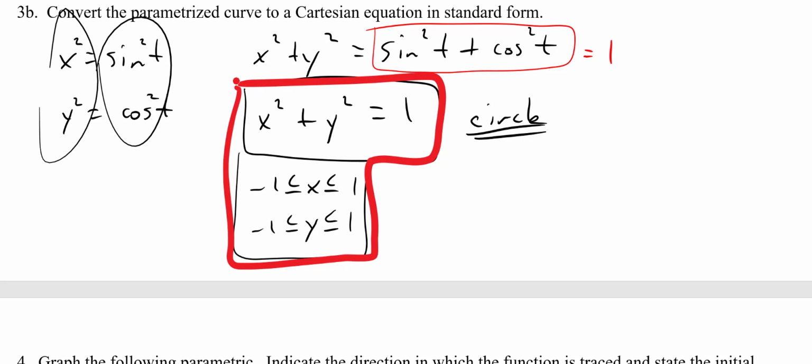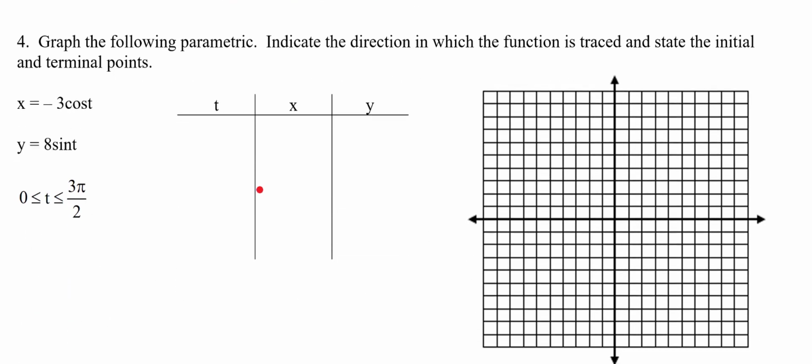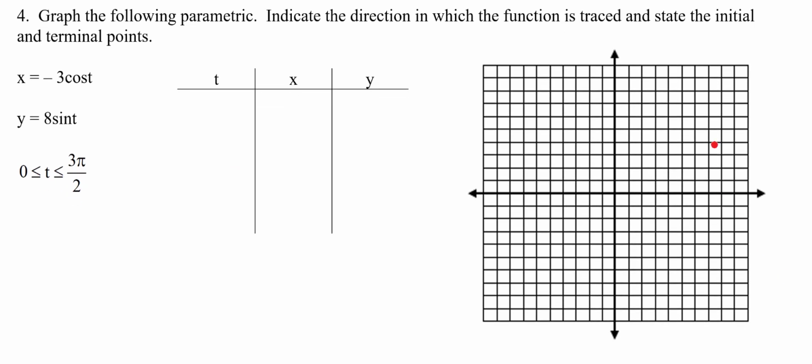Okay? All right, last one, which is kind of similar to this, but we'll see. Let's just do the last one here. It's not too long of a video here. Again, graph the following parametric, indicate direction, the same thing. So we're going to, once again, pick, what is it? Oh, it's between 0 and 3 pi over 2. Okay, so we're going to do 0, pi over 2, pi, and 3 pi over 2. Okay, we'll do all those 4.